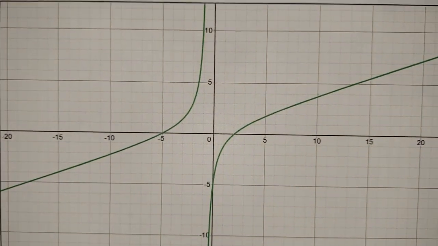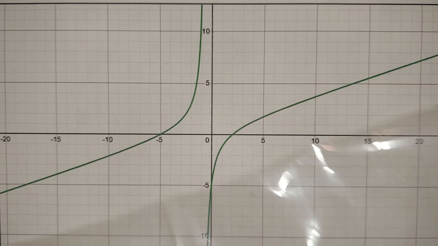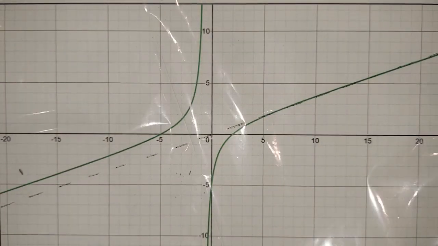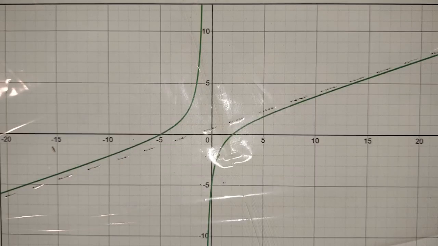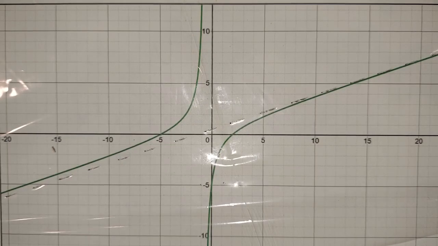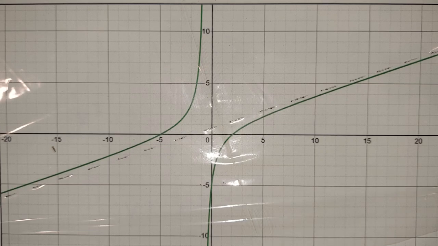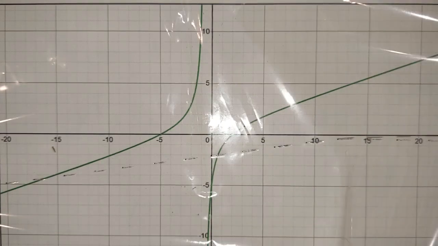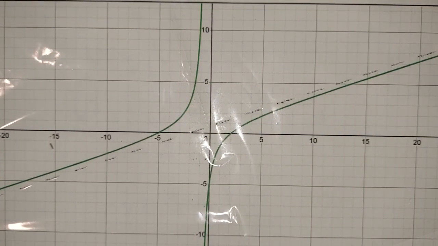This is what that would look like. We can't call it a horizontal asymptote because it's not horizontal. It goes at an angle. But notice the graph gets very close, never touches it. So a slant asymptote is kind of similar to a horizontal asymptote.